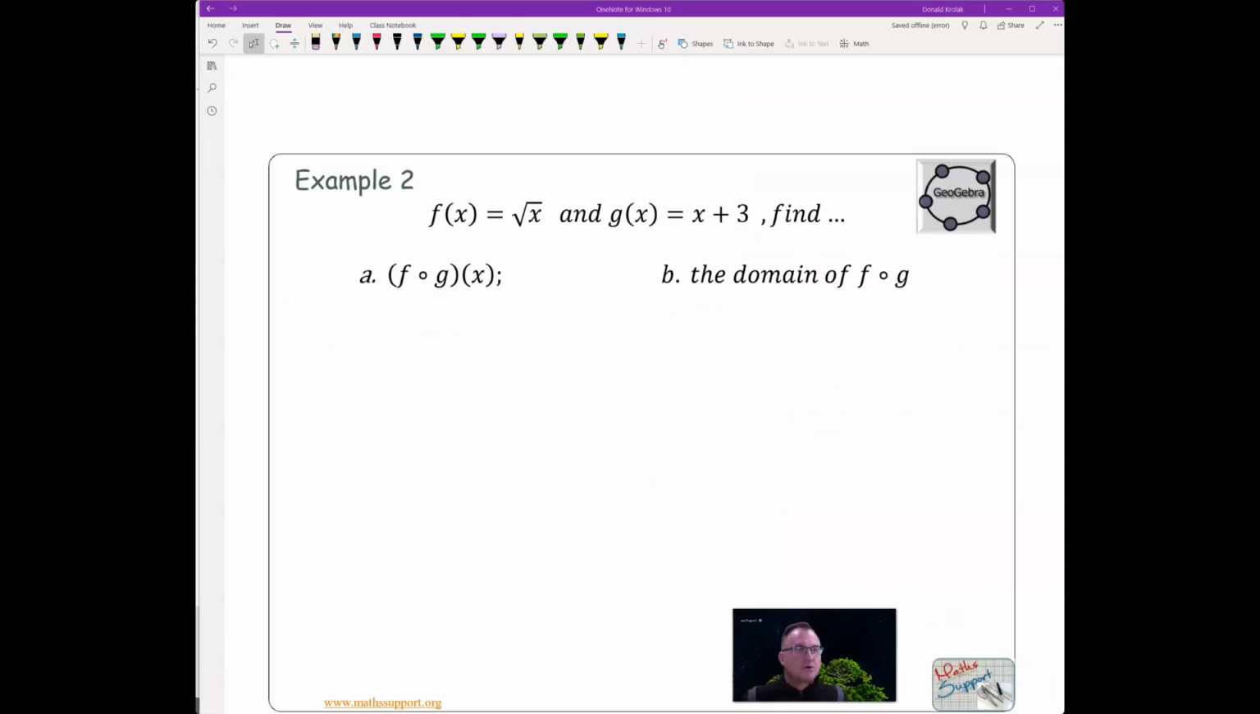Okay, so again, we're doing a composite right here. So I'm going to rewrite f of g, so that's f of x plus 3. Now to evaluate that, every place where I see an x in f, I plug in g. So this is going to be the square root of x plus 3. And that's my composite.